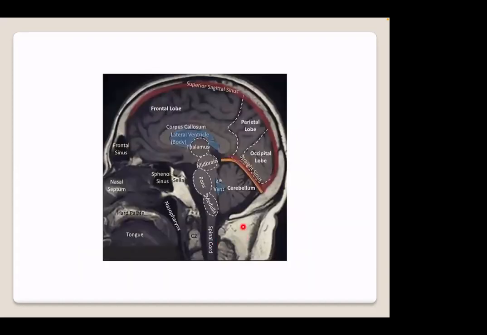Diagram of a sagittal section. This is the cerebellum, and this is the fourth ventricle. Anteriorly, we have medulla, pons, and midbrain. Superior to it, thalamus, lateral ventricle, corpus callosum, and the lobes of the brain.